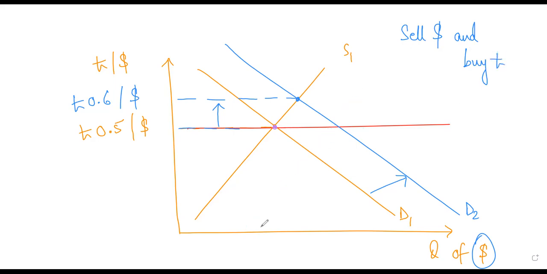So when that happens, the supply of dollars will increase, and as I'm about to show you over here, it will shift to the right from S1 to S2. You can see for yourself that the new exchange rate is back to the level which the government wanted to maintain.